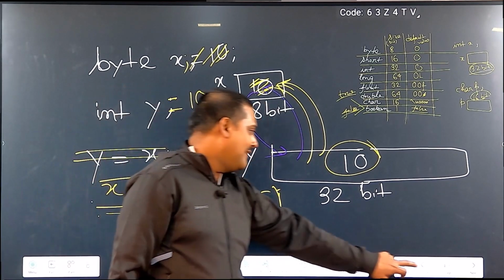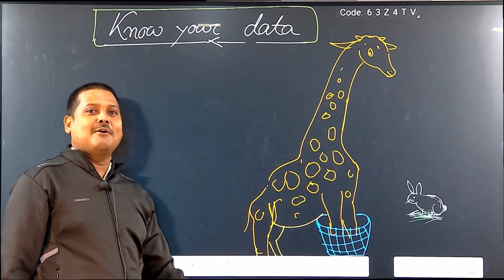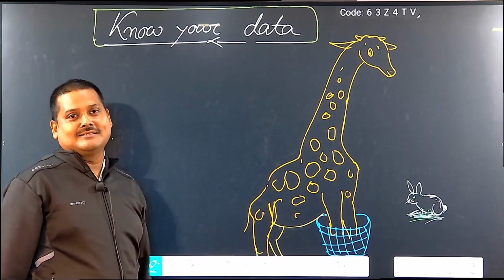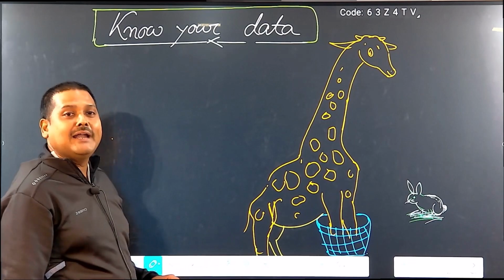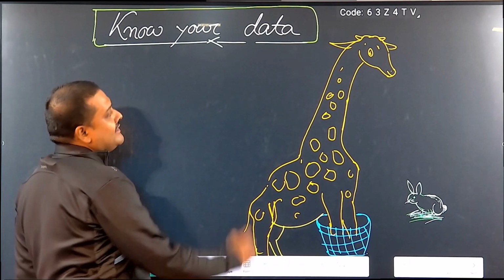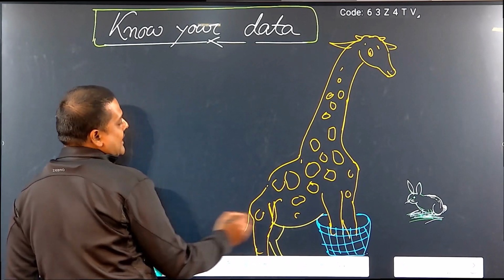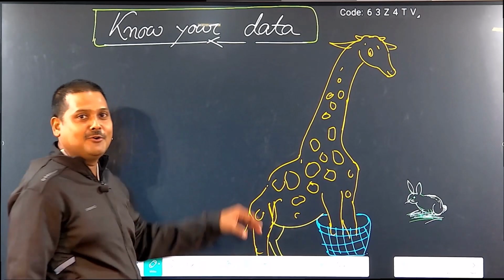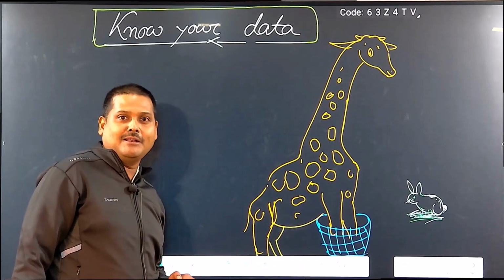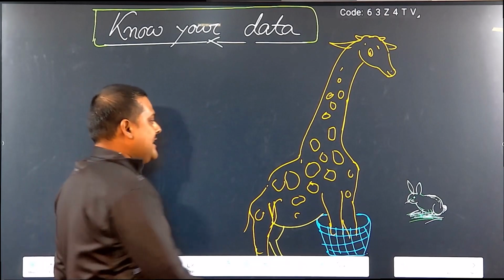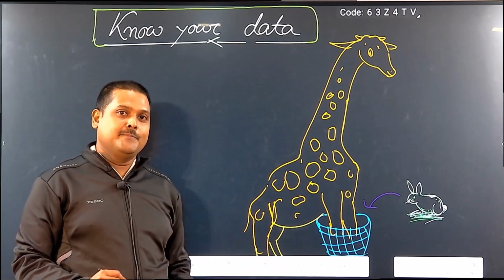Let us have a fun example here. Think about two different animals, one is a giraffe, another is a rabbit. They are trying to be accommodated in a bucket. The giraffe is of a large size, definitely. Can the giraffe get place inside this bucket? Definitely not. If the rabbit is trying to fit in this bucket, yes, it is possible.